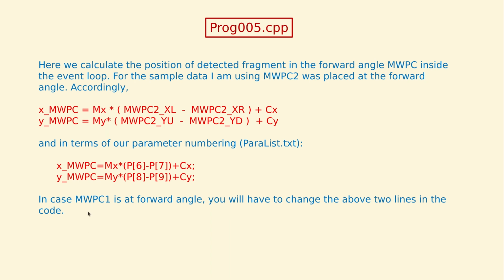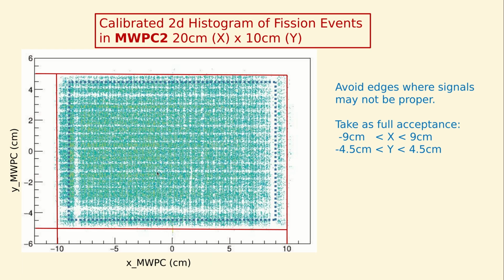In case it is not MWPC2, but actually MWPC1, which is at forward angle in your data, then you can change in your code the appropriate numbers of these P indexes. And then in the first program, we will learn how to make this two-dimensional position spectrum. This is a 2D histogram of the fission events in MWPC.